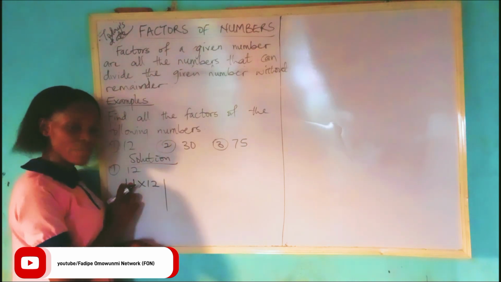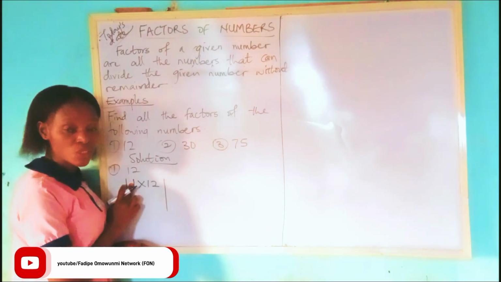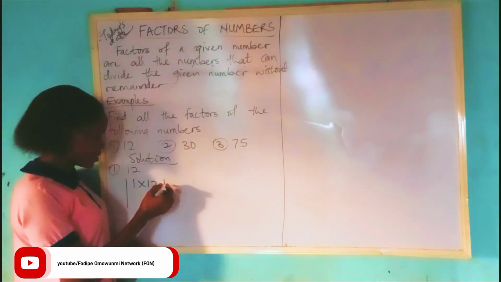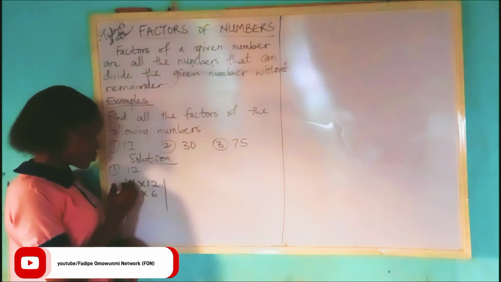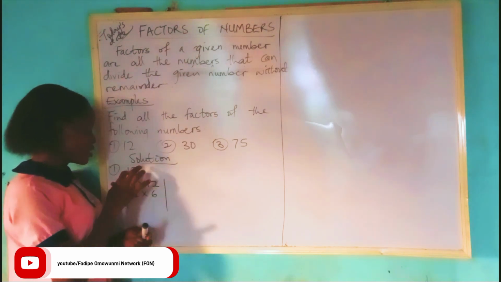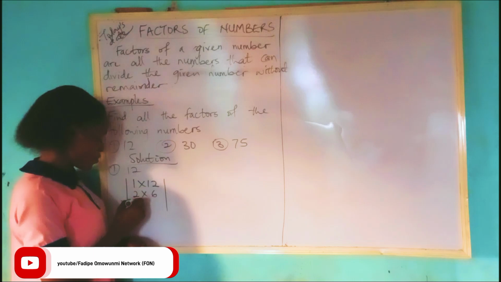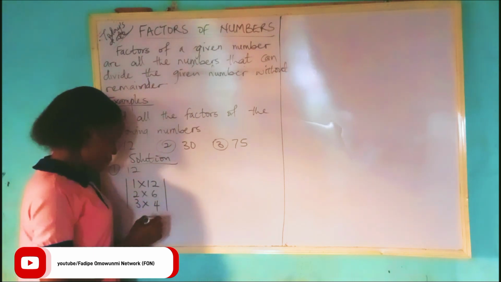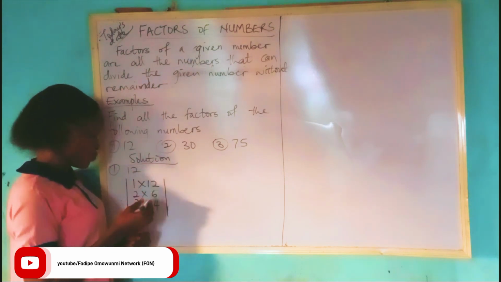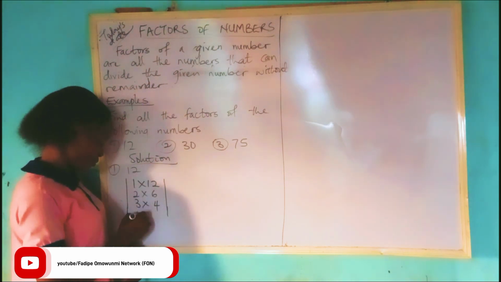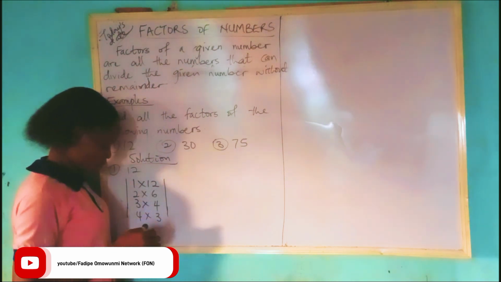So after 1, what am I going to count again? I will count 2. 2 in 12, that one will give me 6. Yes, 2 times 6, that's 12 also. After 1, 2, I'll go to 3. 3 in 12, that one will give me 4. 3 times 4, that's 12. After 1, 2, 3, I'll go to 4. 4 in 12, that one will give me 3.